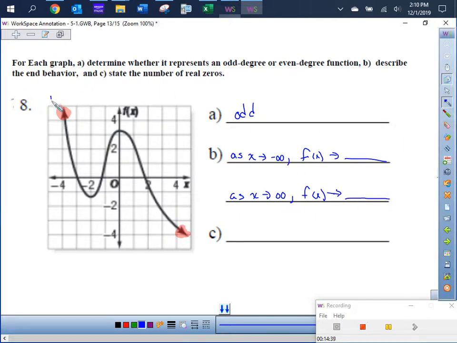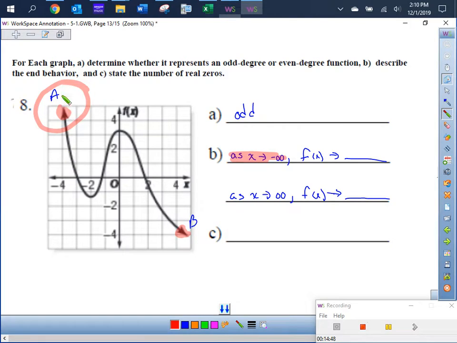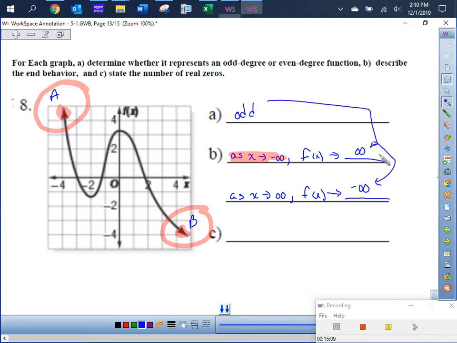So there are two ends, A and B, and if x is going to negative infinity, that is the guy on the left, right? As this goes to the left, that's this guy. Where is he going? He's going up, so that goes to positive infinity. And as x gets bigger and bigger, that's going to the right end of the graph. Where is this guy going? He's going down, so that's going down to negative infinity. And because this was odd, these guys have to go different ways. If one of them goes to positive infinity, the other one goes to negative infinity.